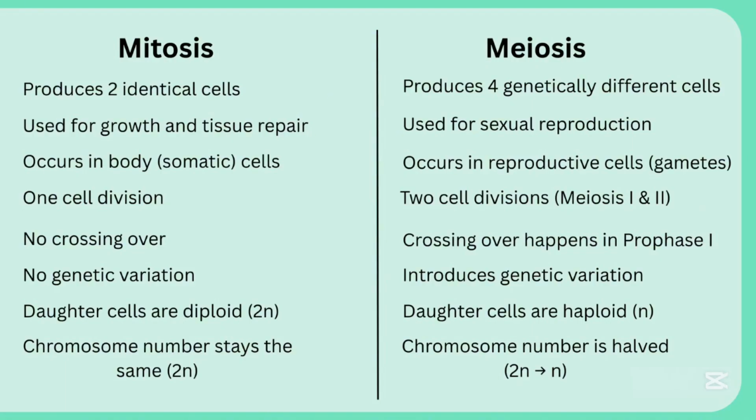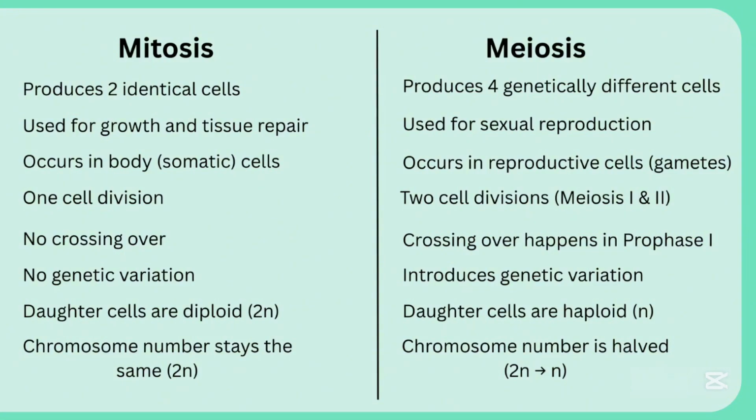No crossing over and no genetic variation is seen in mitosis, whereas crossing over happens in prophase 1, and due to that the genetic variation also occurs. In mitosis, the daughter cells are diploid, 2n, so the chromosome number of 46 stays the same. In meiosis, the daughter cells are haploid, which is n, as I said before, the chromosome number is halved. These are the key differences between mitosis and meiosis.